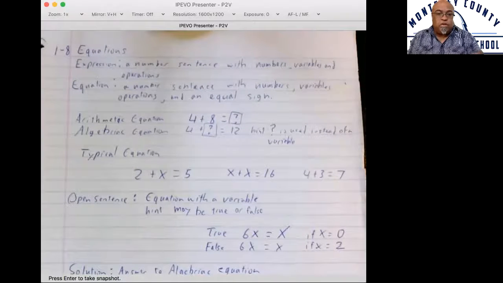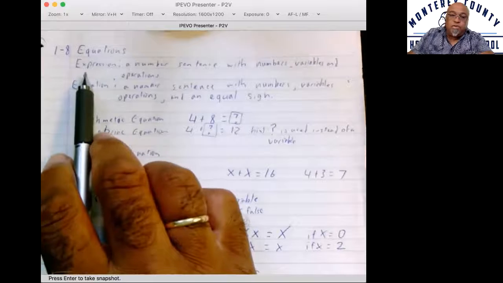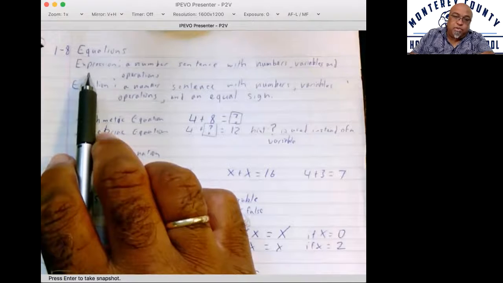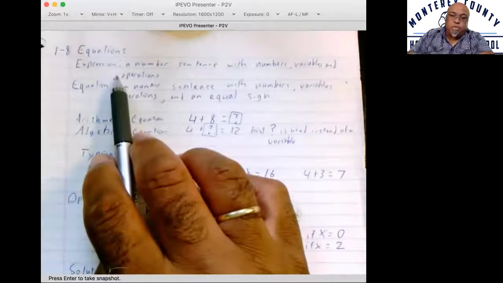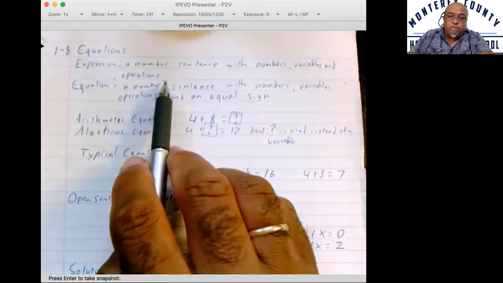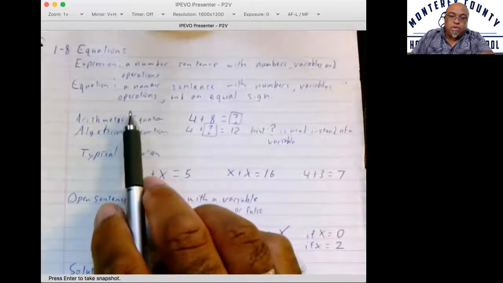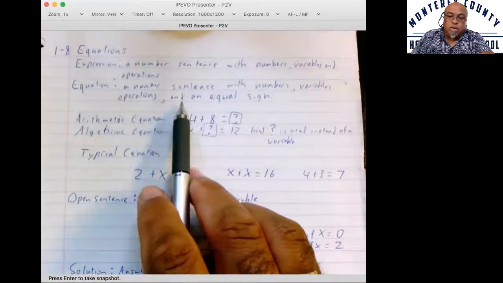Okay, so starting off, lesson 1/8, equations. The first definition I want to remind you of is expression. And I used the term expression earlier when we were talking about expressions, I think in lesson 1:1 and 1:2. Anyways, an expression is a number sentence with numbers, variables, and operations. An equation is a number sentence with numbers, variables, operations, and an equal sign.